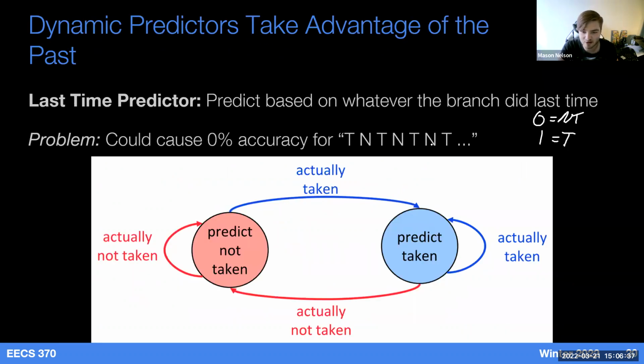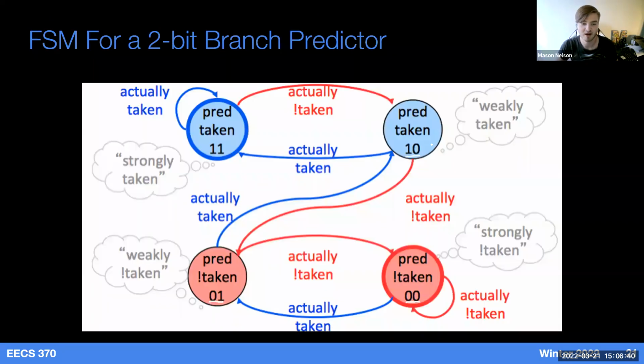Now, if we have our same sequence as before, the T, N, T, N, what if we start in weakly not taken? If it starts off at weakly not taken and it's actually taken, then it will move to weakly taken. But if it's not taken next, then we'll mispredict again and go back down to weakly not taken. Then if it's taken again, it will move back to weakly taken, and we'll do that again and again. Once again, we get a 0% success rate, a 100% mispredict rate. But that's pretty uncommon. We're going to expect that our branches are actually going to do something different. And so it's going to be a pretty good idea to use a 2-bit branch predictor.